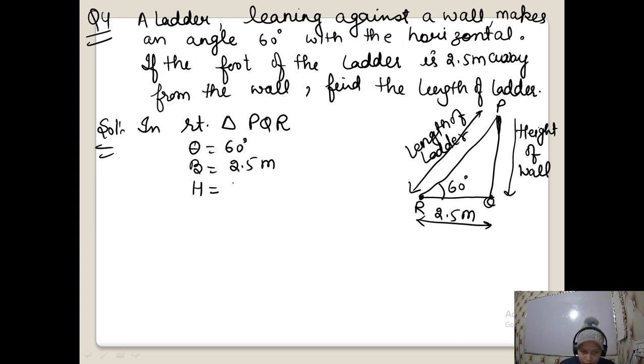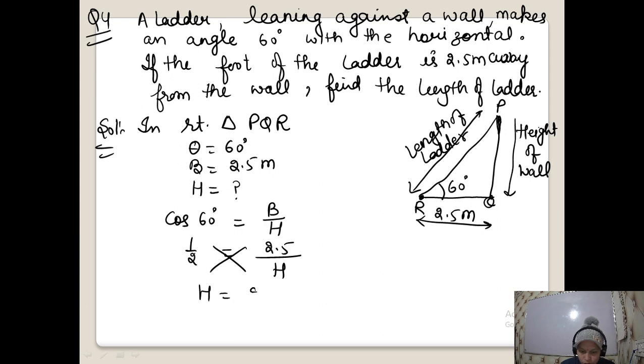For finding H, we will use cos theta's formula. Cos 60 degree is equal to B over H. Cos 60 degree is equal to 1/2, and B is equal to 2.5. H we have to find out. H is equal to 2.5 multiplied by 2, that is 5 meter. That's your answer.